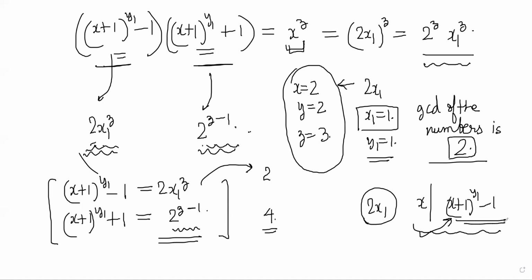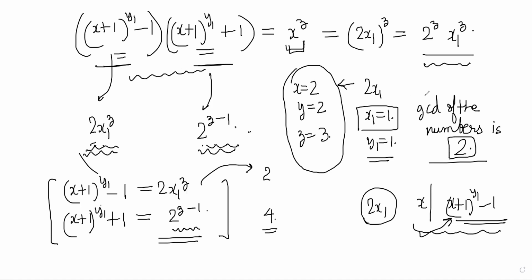X should divide this, right? X plus 1 power y1 minus 1. So 2 divides 2. That is correct. If you try to take a bigger solution, you will not be able to satisfy this condition, which you can verify. You can basically try and plug in some higher solution, and you will fail to satisfy the condition that the GCD of the two numbers is 2.